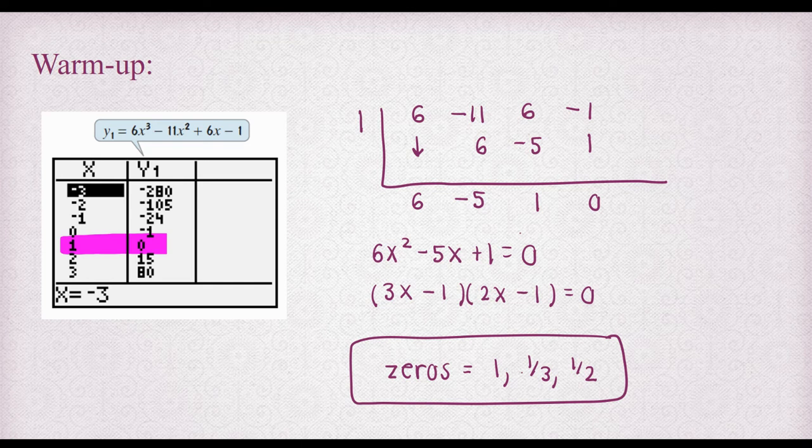And then I had my quadratic where I could either factor or do the quadratic formula to then find my other 2 zeros, because if it's a cubic, we should have 3 zeros. So 1, 1/3, and 1/2 end up being those answers.